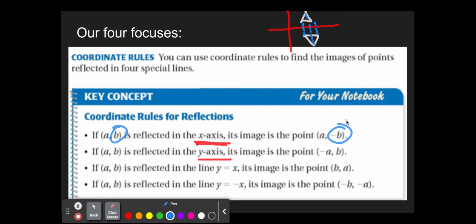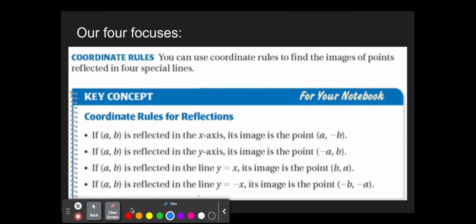The y value. And don't get tricked into seeing that as, oh, it became a negative. That's not it. It became its opposite, right? Because you could start here. You could start at 2, negative 2, and reflect up to 2, 2. You still went from negative 2 to positive 2. You're just becoming the opposite.